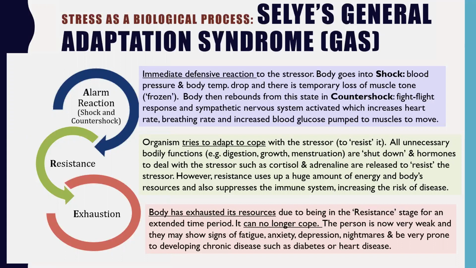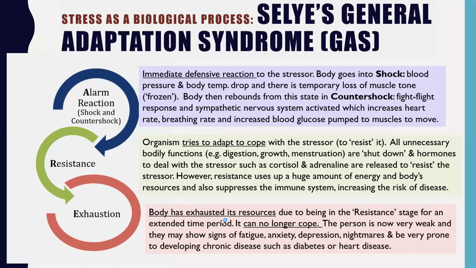So all your unnecessary bodily functions are shut down, digestion, growth, all that stuff is shut down. And all the hormones that you're going to need to deal with the stressor, like cortisol, adrenaline, all of that is released in big amounts to help you to overcome and fight the stressor. Now, because you're using up all these bodily resources, your immune system does start to become suppressed or weakened in the resistance stage, okay? Now, the exhaustion stage is the stage where your body has exhausted. It's used up, it's become so tired from fighting, and it's basically now exhausted.